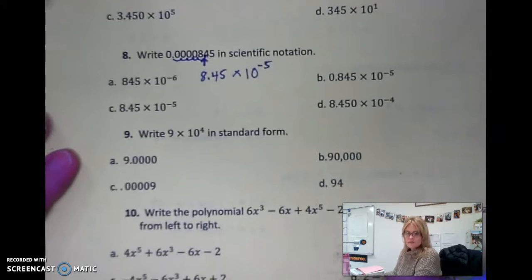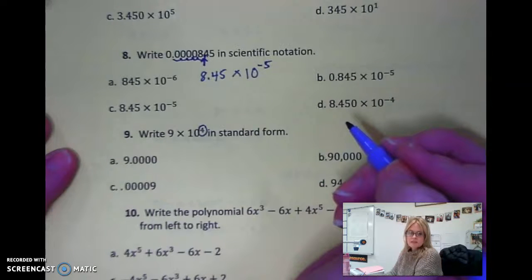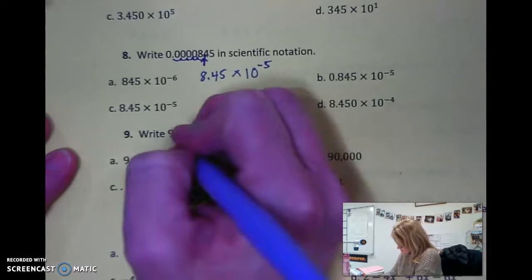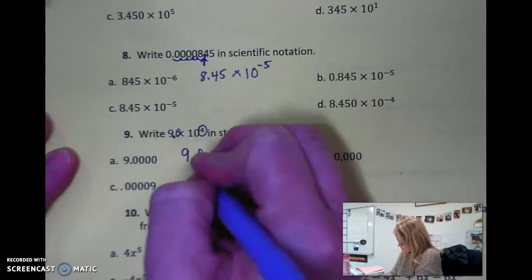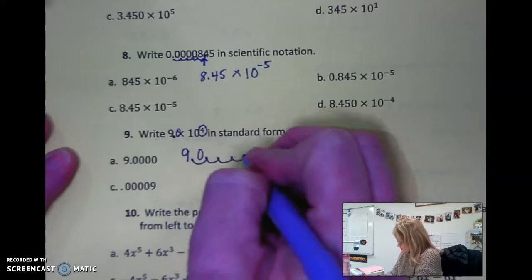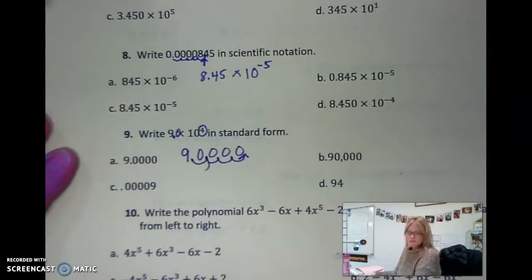When we write in standard form, we move our decimal the amount of spots that our exponent is. This is like saying 9.0. So 9.0, 1, 2, 3, 4 places, and we would fill that in for 90,000.